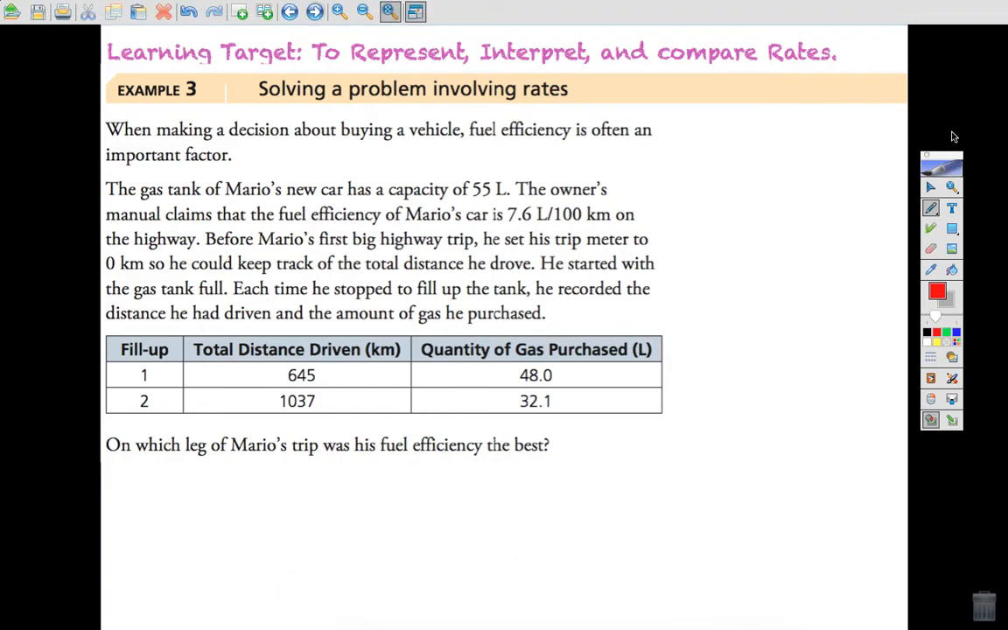Hey class, we're back with our final video of 8.1 and we're going to look at example 3. So it's solving a problem involving rates. When making a decision about buying a vehicle, fuel efficiency is often an important factor.